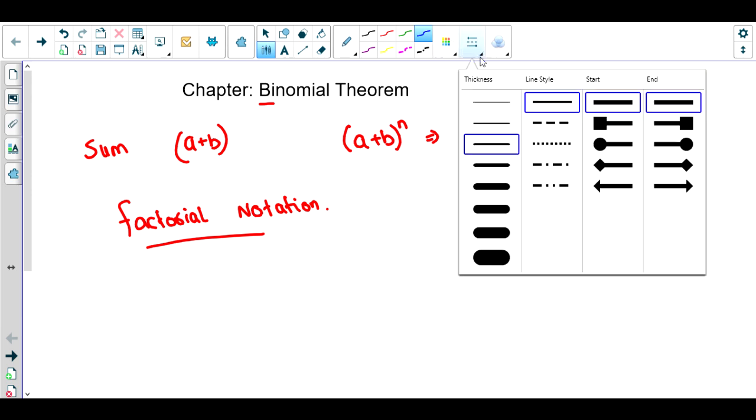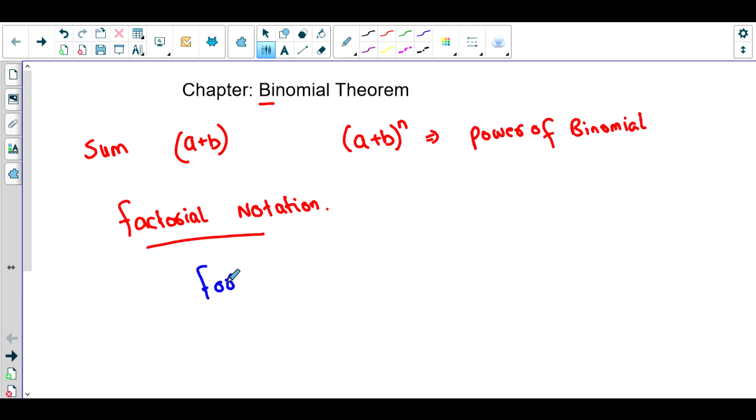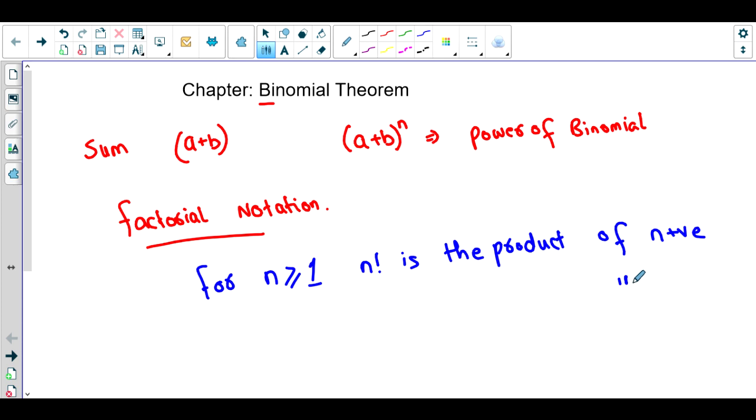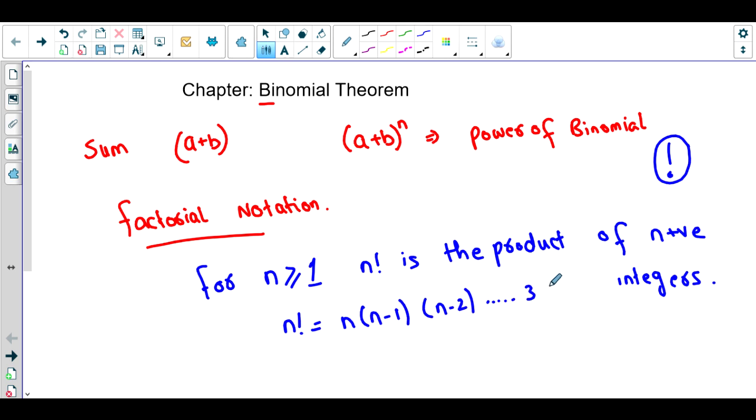For n, n should be greater than 1. n factorial is the product of n positive integers, and the symbol which is used for factorial is like this. This is the symbol of factorial. Like you have n factorial, it means what? It means n into n minus 1 into n minus 2, and so on, up to 3 into 2 into 1.